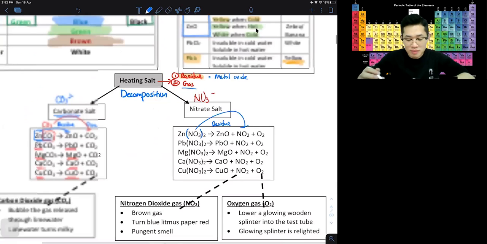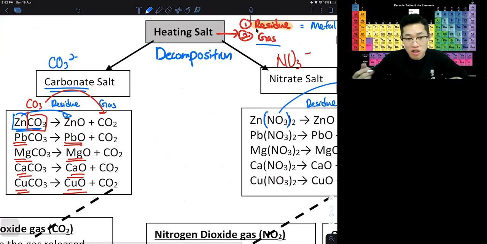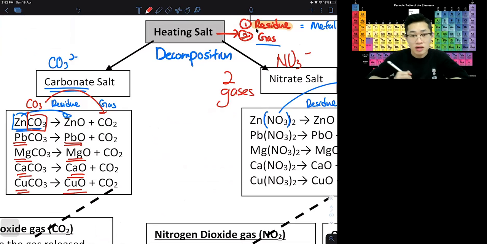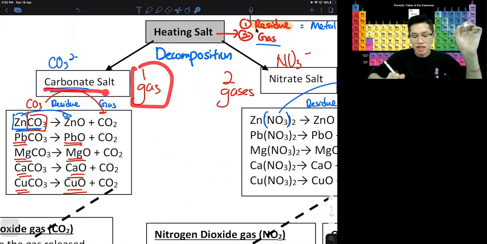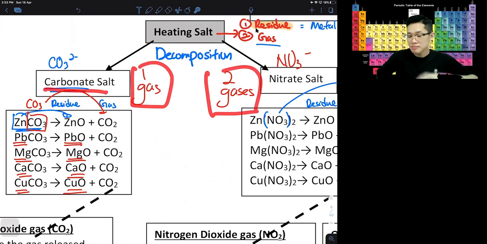So what you have to remember is when a salt decomposes, the nitrate produces two gases. Carbonate only one gas. So when the question gives you one gas and two gases, you can straight away tell that when I see one gas, must be carbonate. When I see two gases, must be the nitrate.